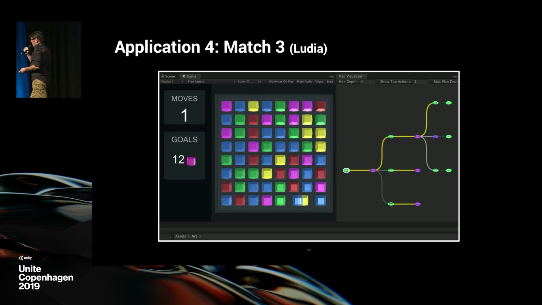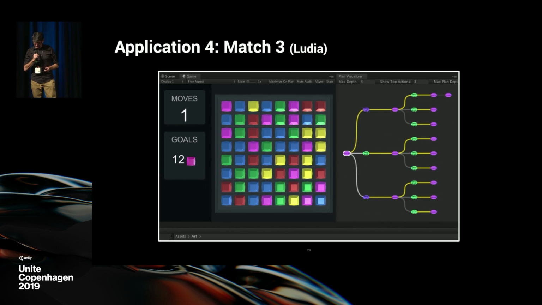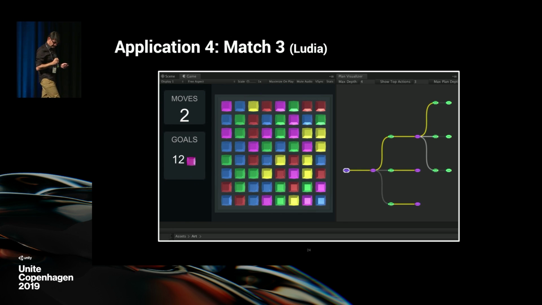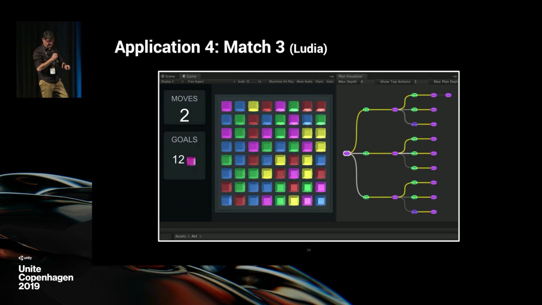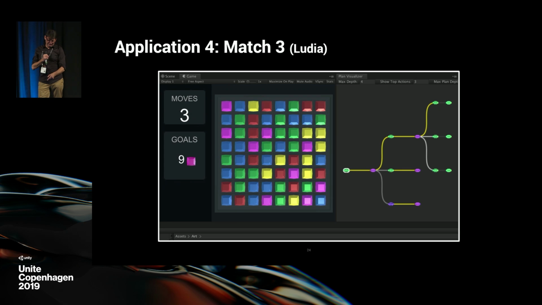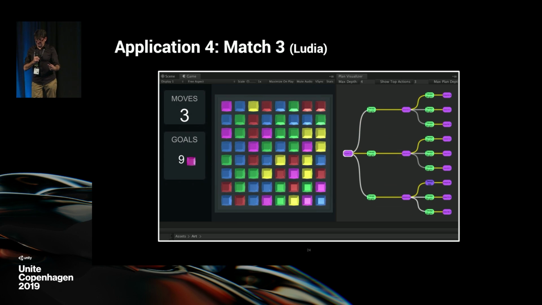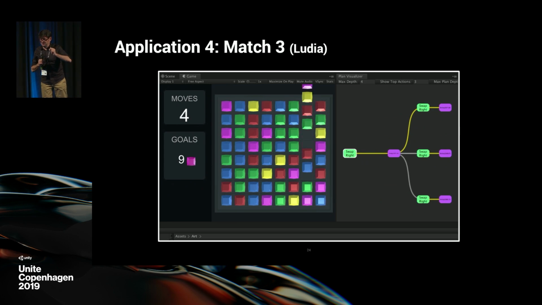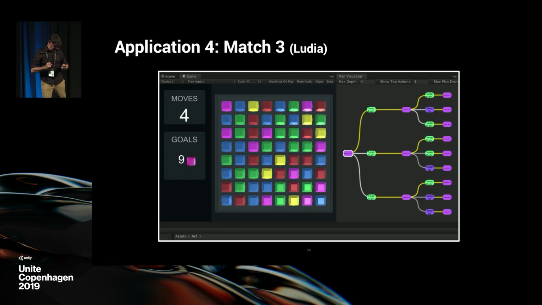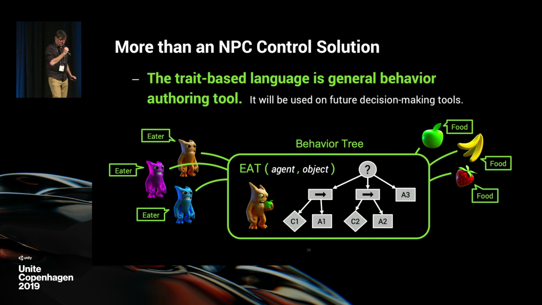Finally, through a cooperation with Ludia, we are using the planner to do game testing on a match 3 game. And here you can see training. You can see the planner developing the tree. And when it goes slow, it's not because the planner is slow, it's because we're executing the game and the game is slow. Okay, time to wrap up for me.